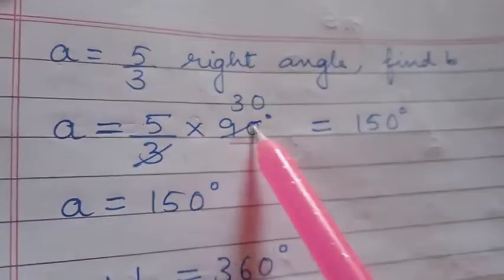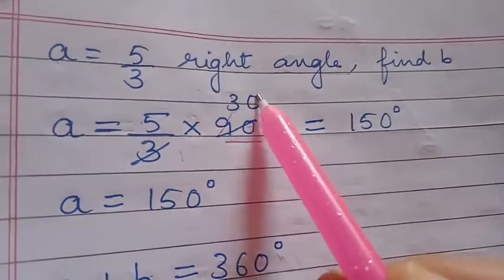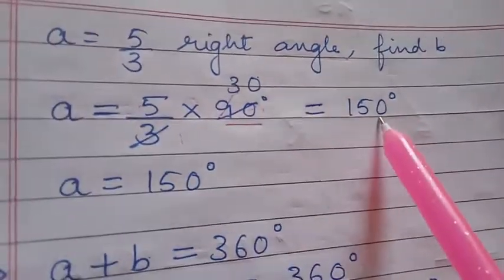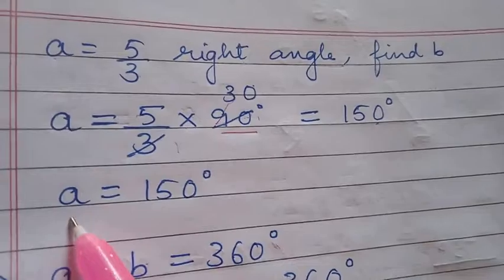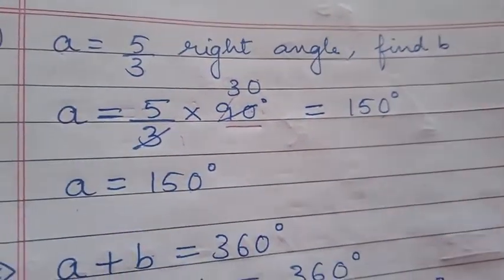3 ones are 3, 3 nines are 27, so 90 divided by 3 is 30. So 5 into 30 is 150 degree. So A is equal to 150 degree. So the value of A is given. We have to find the value of B.